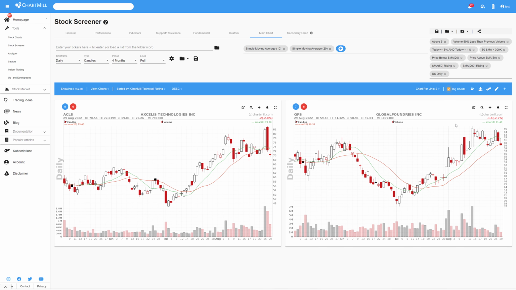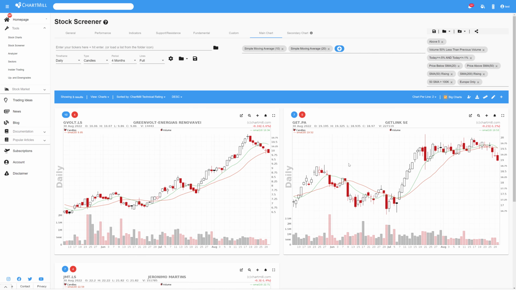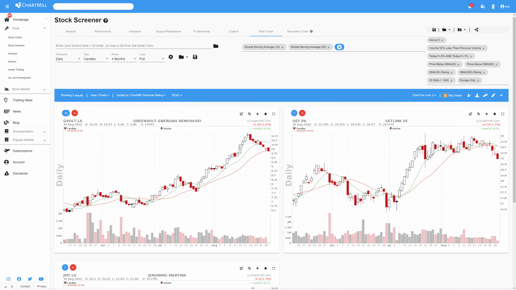The first screen, US only. None of these are appealing to me. So the second one is European retracement screen. So this seems like a nice one.